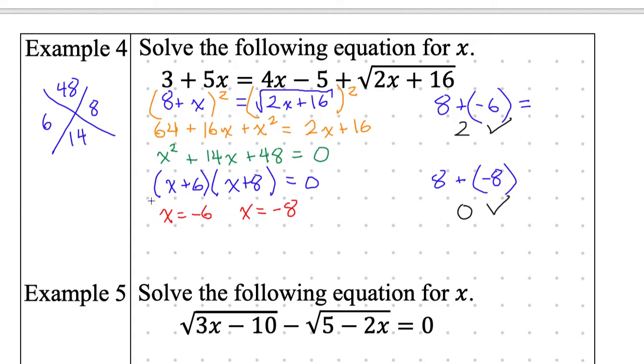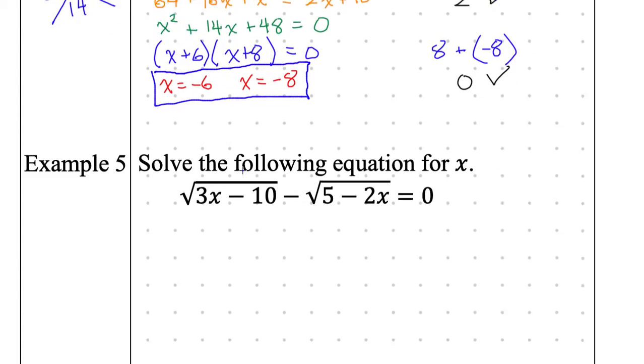Yeah, so there are two answers, and you can circle both of them. On Khan Academy, you need to make sure that you enter them in the correct order. They say enter the smallest one first, and I think they mean the most negative one first. So you'd first enter negative 8 and then negative 6 for this type of problem. All right, let's do example 5 together as a class.